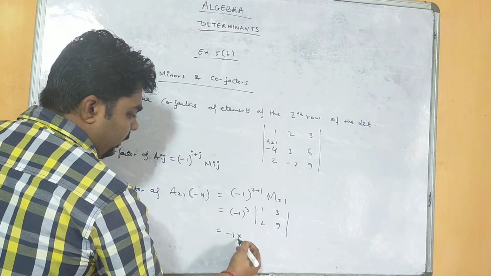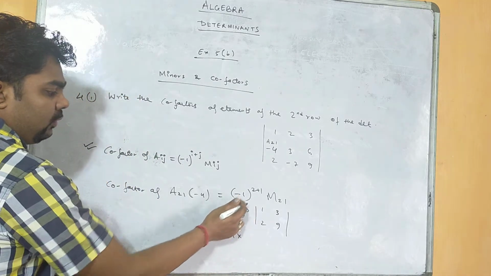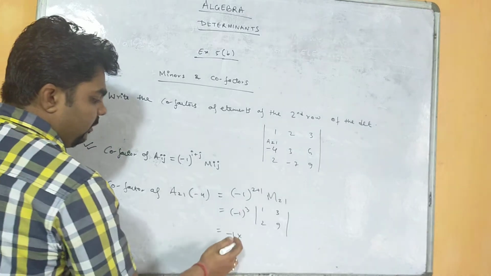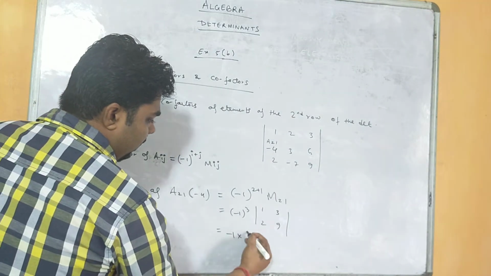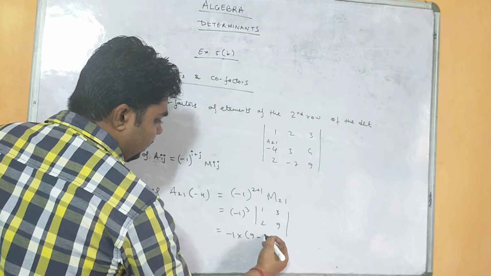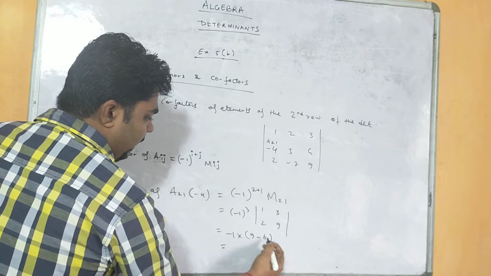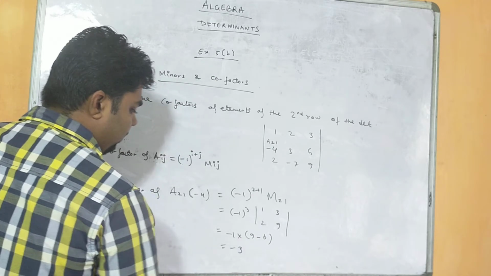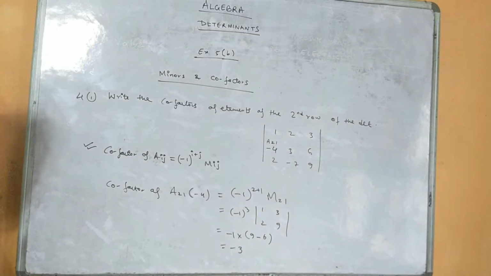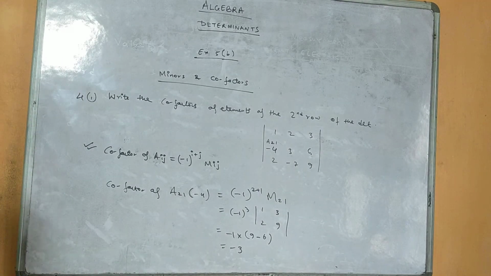Now minus 1 to an odd power always gives a negative term. 9 times 1 is 9, minus 2 times 3 is 6. Here 9 minus 6 is 3, that is minus 3. So the cofactor of minus 4 we will get here is minus 3.